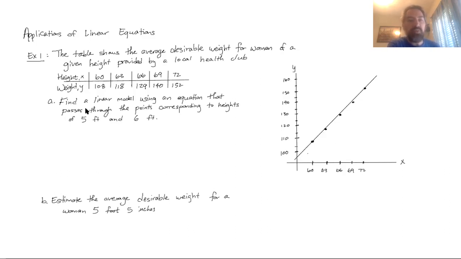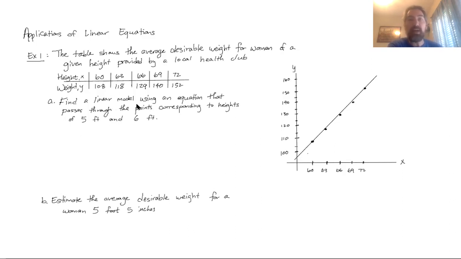All right, so I've broken this down into a part A and a part B. So part A: find a linear model using an equation that passes through the points corresponding to heights of 5 foot and 6 foot. Now the 5 foot, that's the 60 inches, the first point, and the 6 foot, that's 72 inches, that's the last point. Okay, so we're finding a linear model. In other words, we're trying to write the equation of a line that passes through these 2 points.